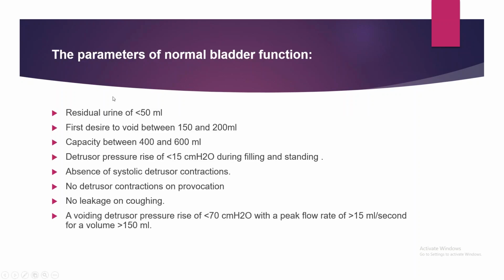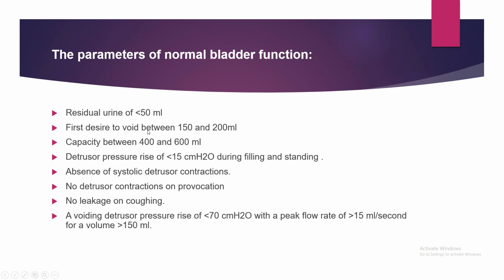Now, what are the normal parameters? Residual urine. You can see this PVR here. They have given it should be less than 50 ml. In the same talk, they have given another value of 100 ml. So different values are given for PVR, from 50 to 150, in different guidelines and different articles. So there is no consistent value for normal PVR.